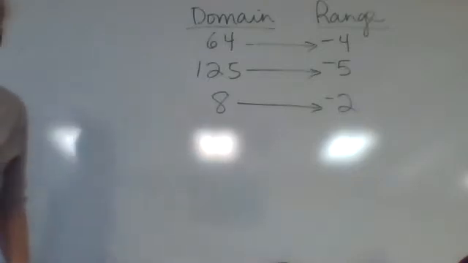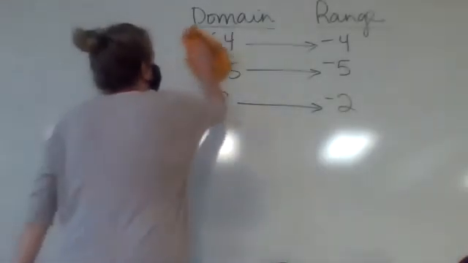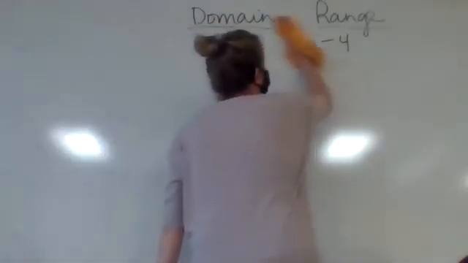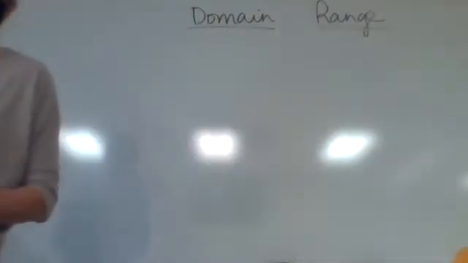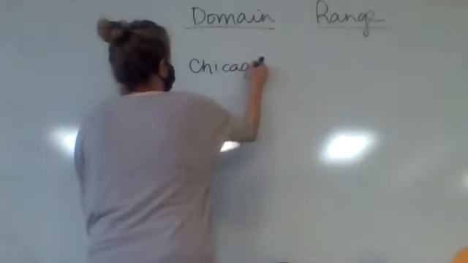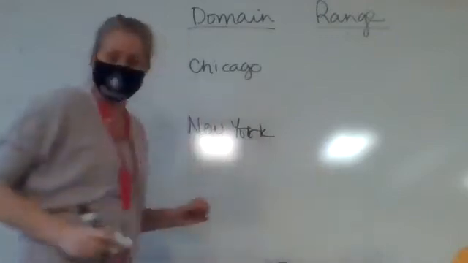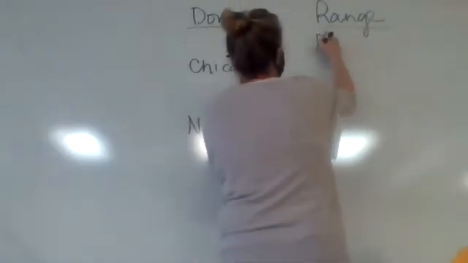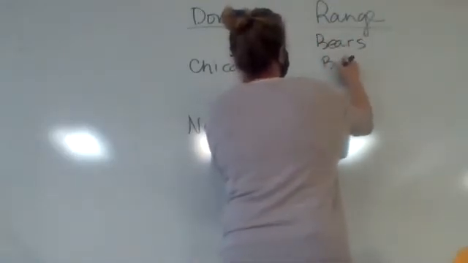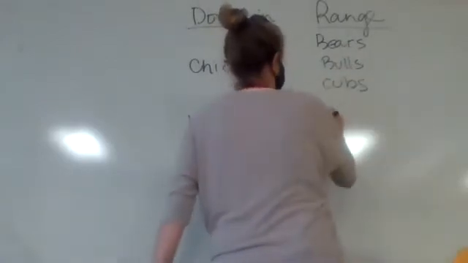All right. Last one like this. This time my domain is not going to give me numbers, it's going to give me the names of 2 different cities. Chicago and New York. And in the range, it's going to give me some sports teams. Bears, Bulls, and Cubs. And Knicks, Mets, Giants.